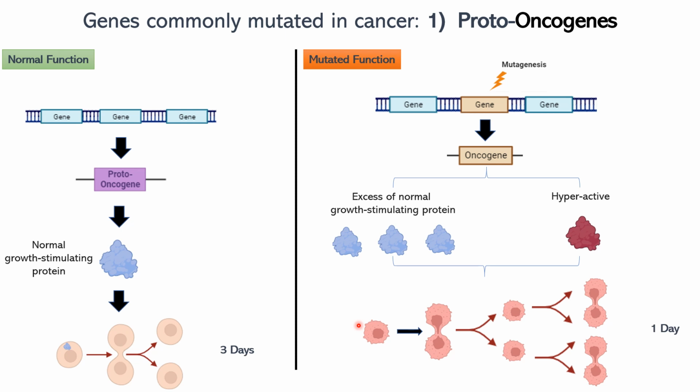And here are some very hypothetical days and time periods. For example, if the normal cell might take 3 days to produce 2 cells, the cancer cell might produce 6 cells, or 4 cells, in just 1 day. So that's the problem of oncogenes: they upregulate the expression of proteins that induce cell proliferation and growth.